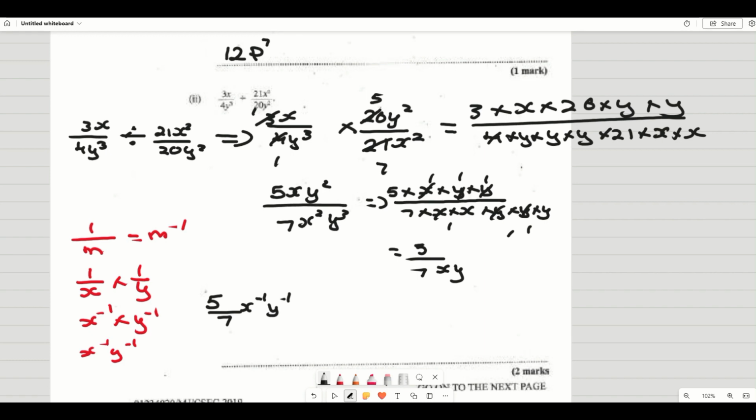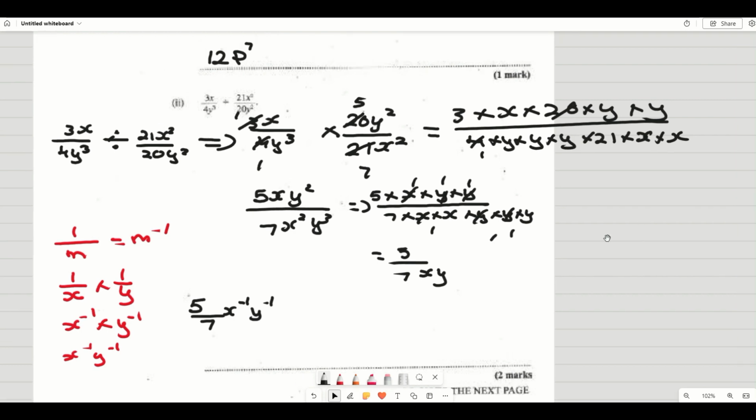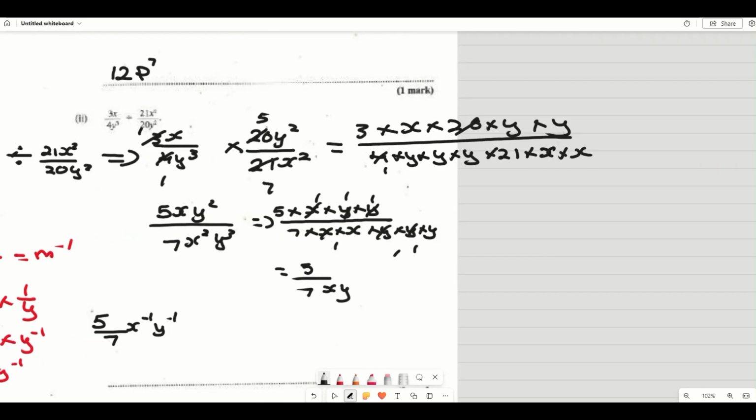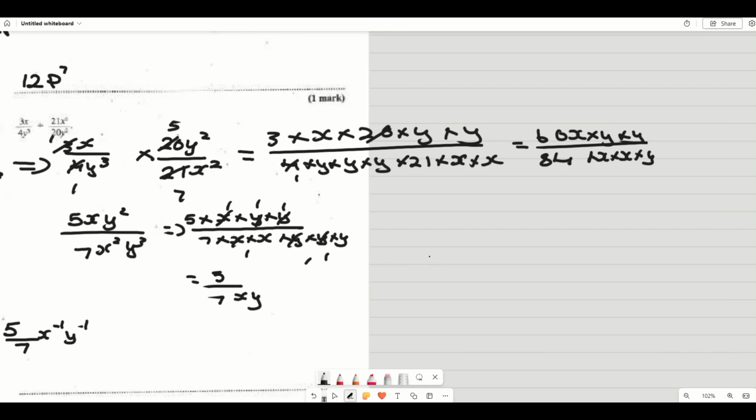You say 4 into 4, 1, 4 into 20. Actually, no. Just multiply it out. So when you multiply this out, you would have gotten 60x multiplied by y, all over 84 multiplied by x by y by y.